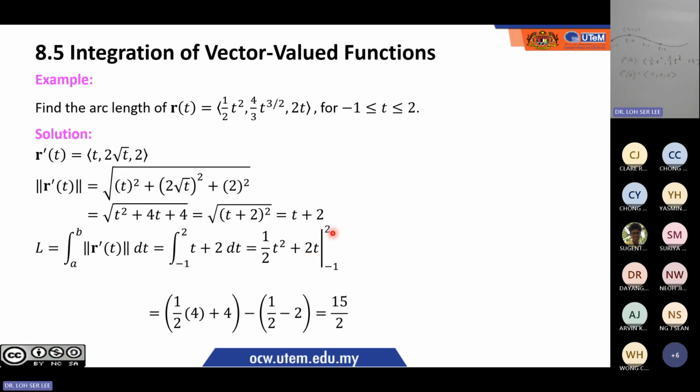First, you put 2 into t. So 2 squared is 4, 4 over 2 simplifies to 2, and then plus 2 times 2, you get 4. Then minus the substitution of -1 into t. Then you just solve, and you get this figure. This figure represents the length from this point to this point on this arc.